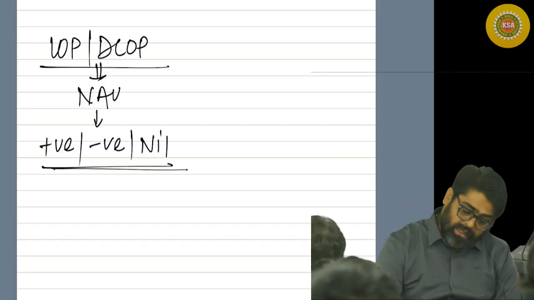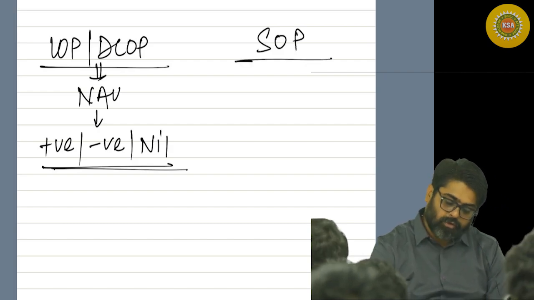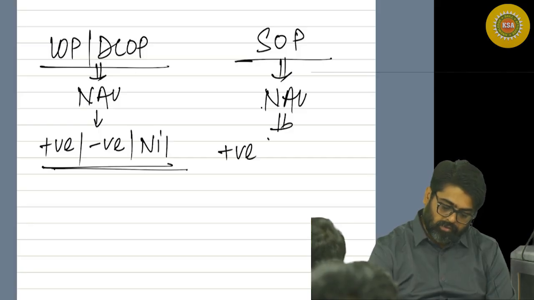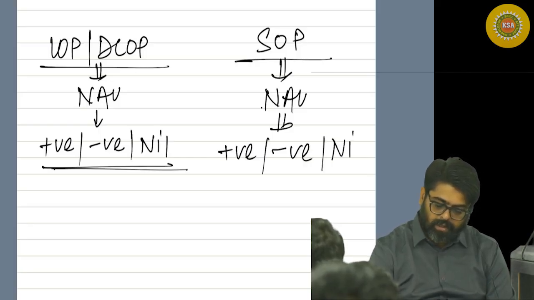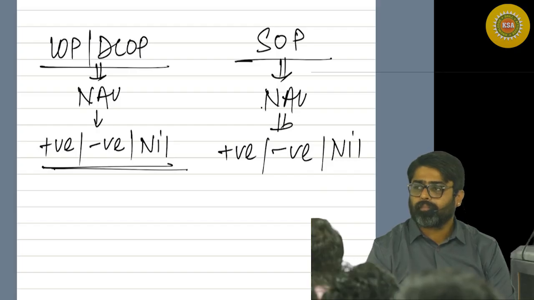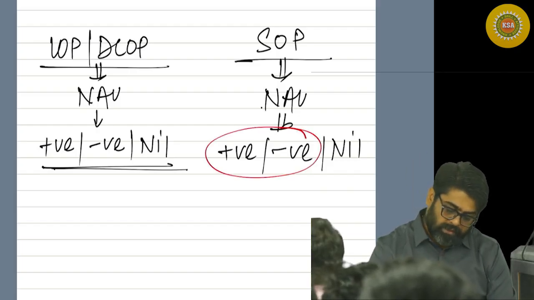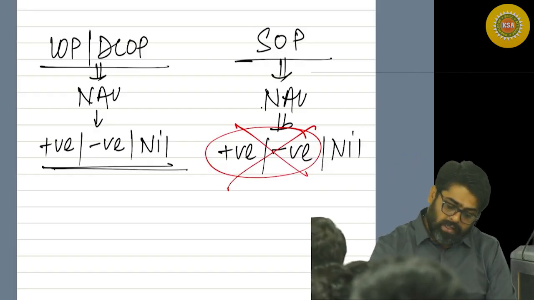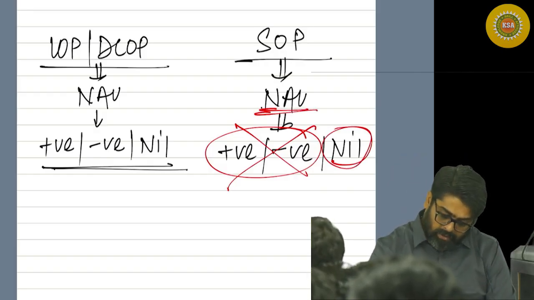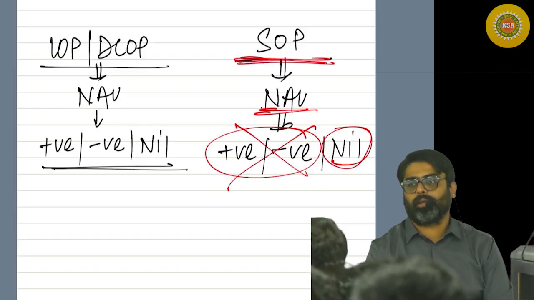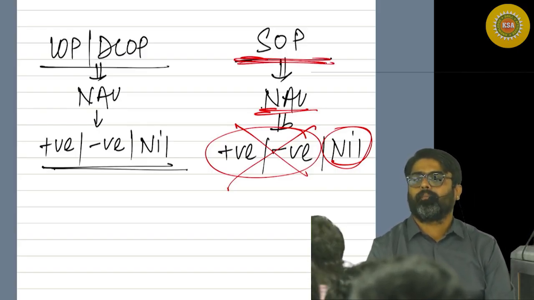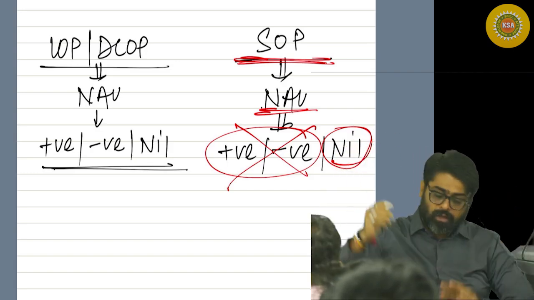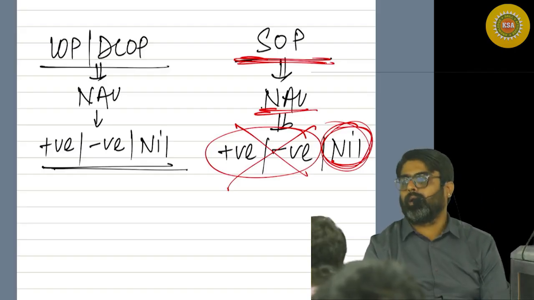Yes or no? But if your property is SOP, so for SOP, your NAV can be positive, can be negative, can be nil. Tell me. These two possibilities are not possible. Only the NAV will be nil in case of SOP. Why? Because GAV has to be nil and no municipal tax deduction is available. So NAV has to be nil in case of SOP.